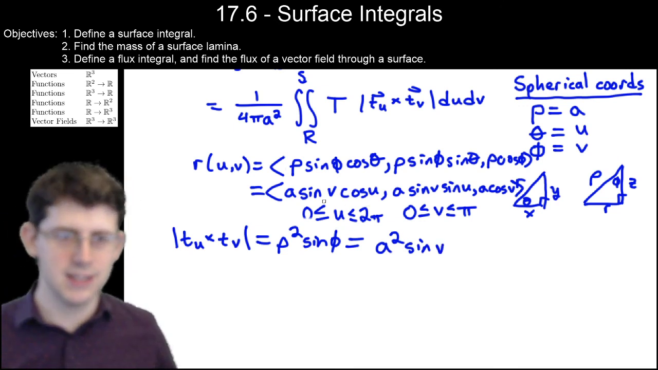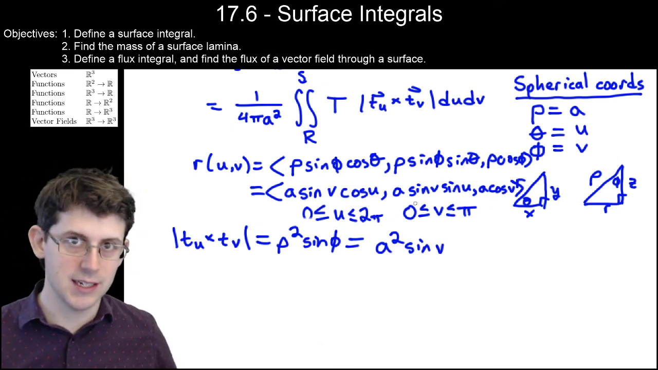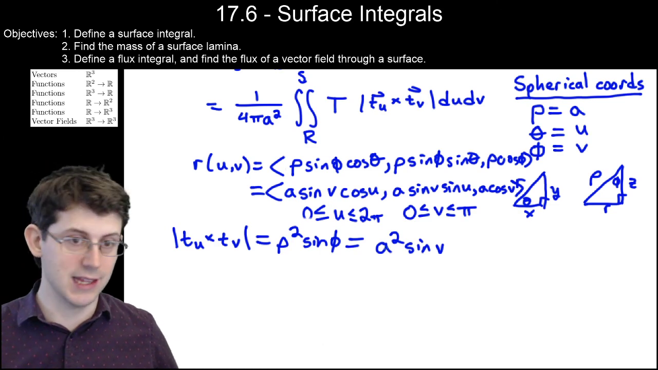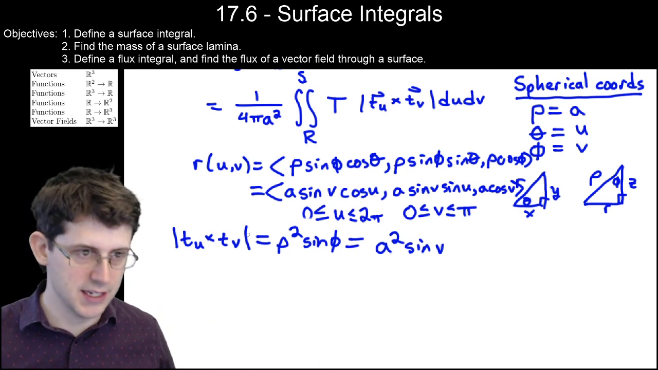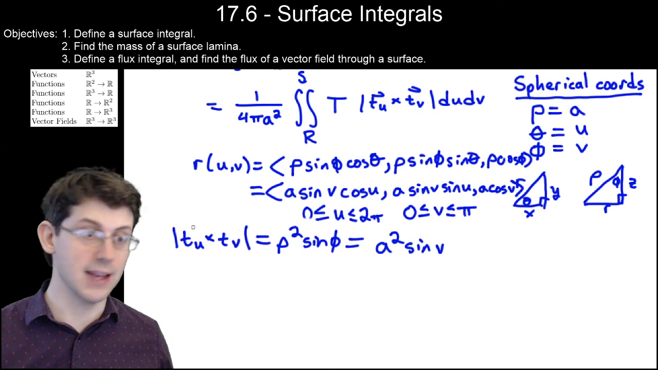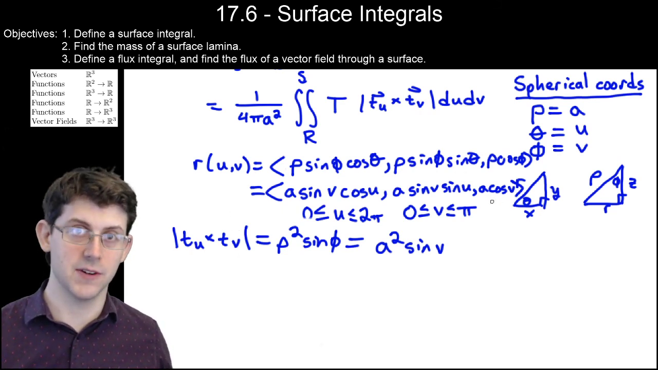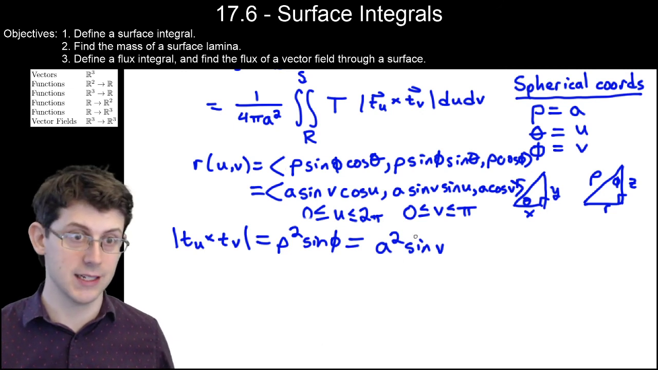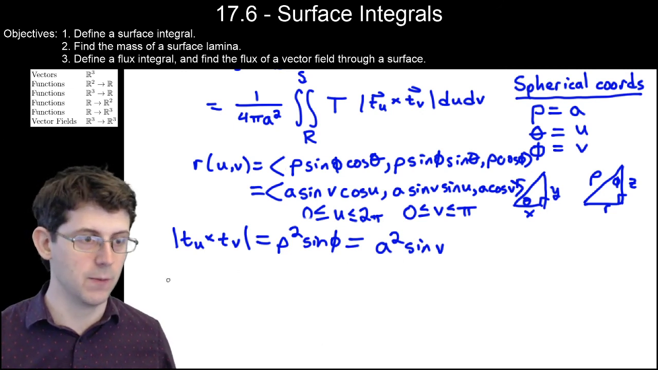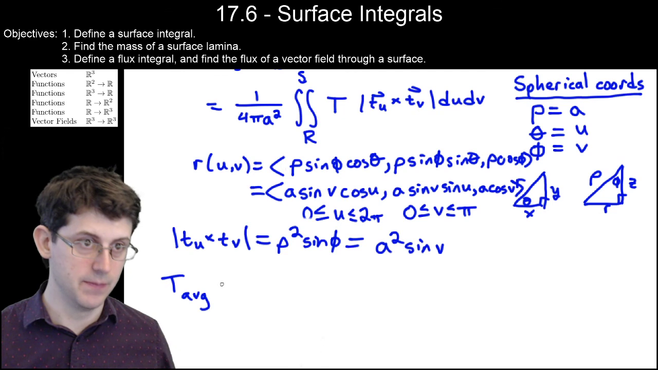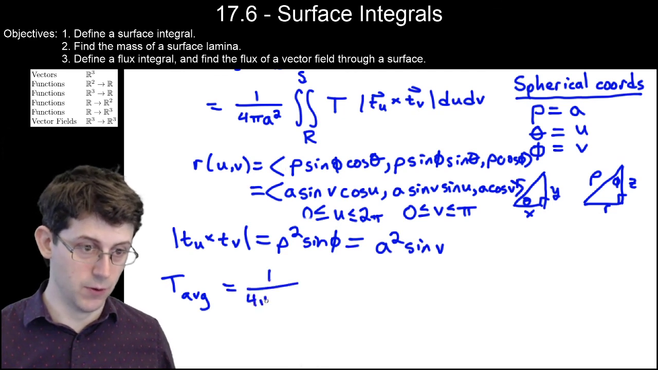If you did Tu and Tv and took the cross product and took the magnitude of the cross product, you would get this. This is just the way of getting the Jacobian for any old weird parameterization. If you're using the standard parameterization for spherical coordinates, then you already know what it is. So let's get the average temperature going here. It's going to be 1 over 4 pi a squared.